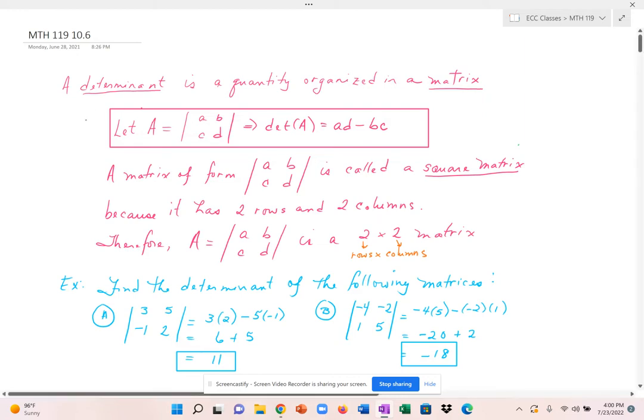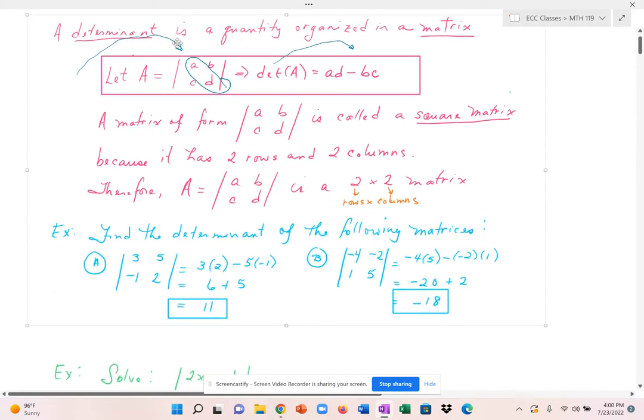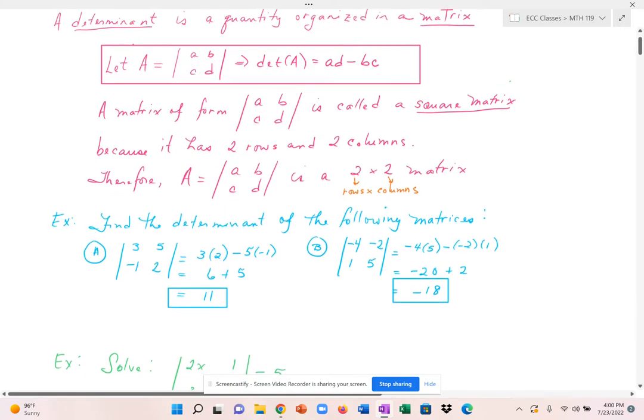So, if I have a 2 by 2 matrix A with rows A, B, and C, D, then the determinant of A is AD minus BC. So you multiply A times D and then subtract the product of B times C. A matrix of the form A, B, C, D is called a square matrix because it is 2 by 2, 2 rows, 2 columns. These next few examples will allow us to calculate the determinant of these matrices.